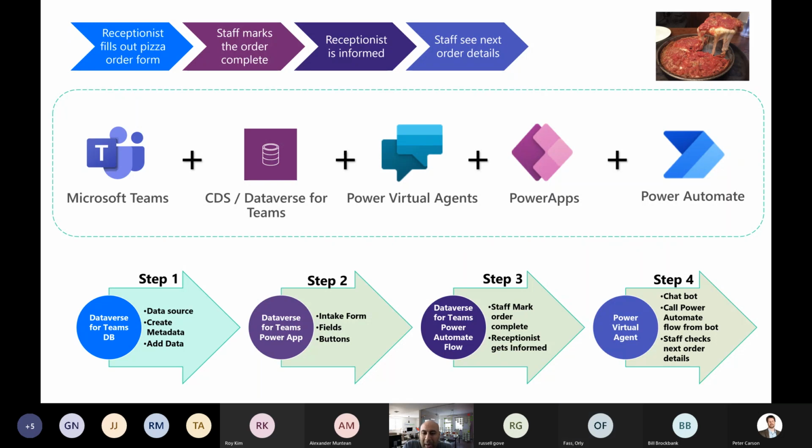Step 3, we're going to create Power Automate flows. The concept here is that we want the cooks or the staff to mark the order as complete and inform the receptionist via a Microsoft Teams chat message. And then in the end, we want to create a Power Virtual Agent, which is a chatbot, a very simple one, which basically finds the next order. So if the cook wants to know what's my next order, what do I have to cook, that's what we're going to do.